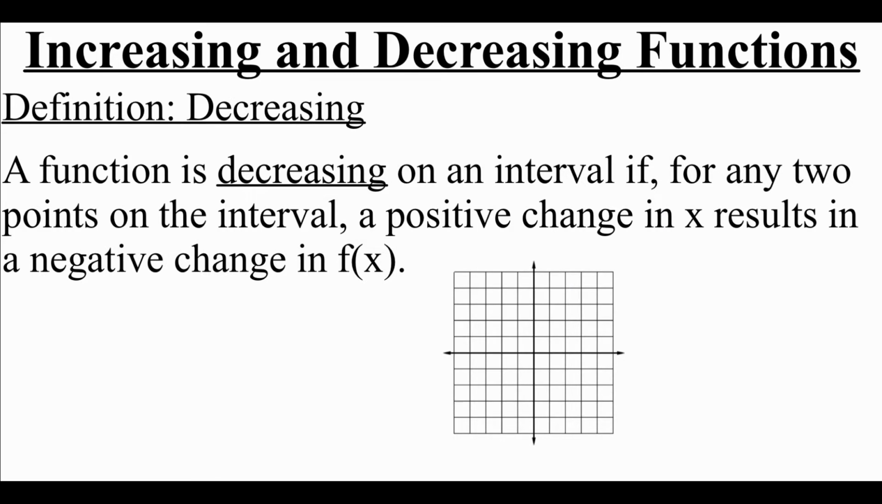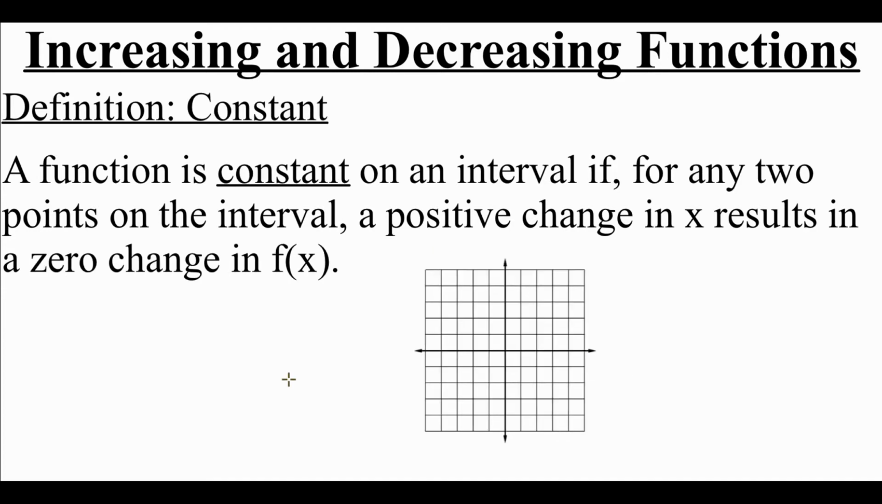As far as a decreasing function, a function is decreasing on an interval if for any 2 points on that interval a positive change in our x results in a negative change in our f of x, or in our y value. So as we're reading our graph from left to right, decreasing means that our graph is going down. And then a function is constant on an interval if for any 2 points on the interval a positive change in our x results in no change in our f of x. So this would just be a flat horizontal line.